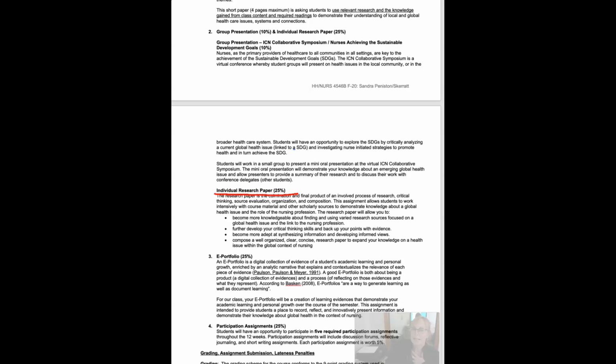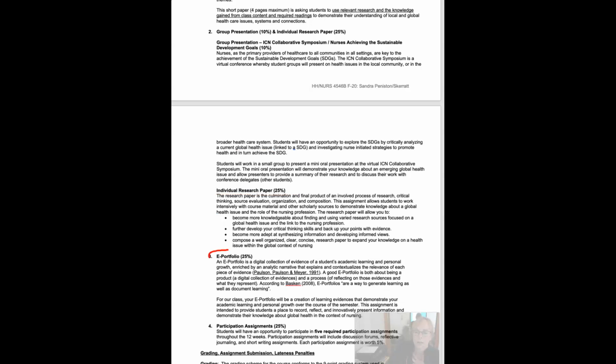It can be the same global health issue that you worked on here. You don't need to reinvent the wheel, but if you have something burning that you want to research and want to research something different, then for sure you can do that. And so again, it's a very detailed description on Moodle and in the assignment folder that's going to go through the questions that you need to answer here.